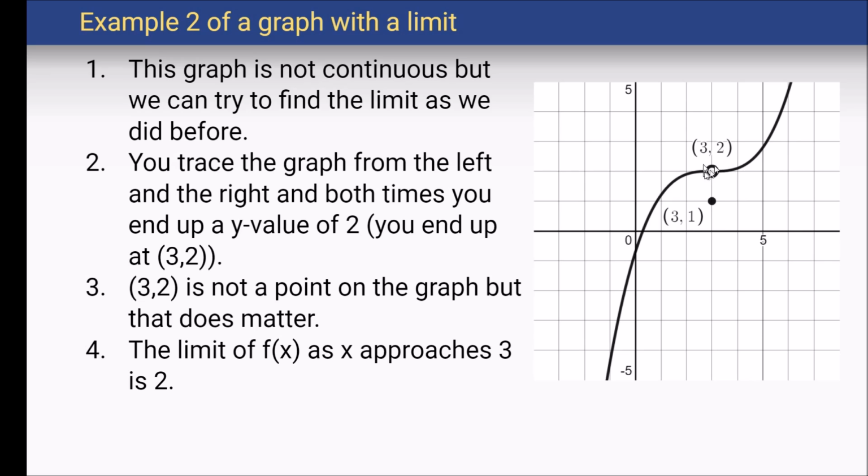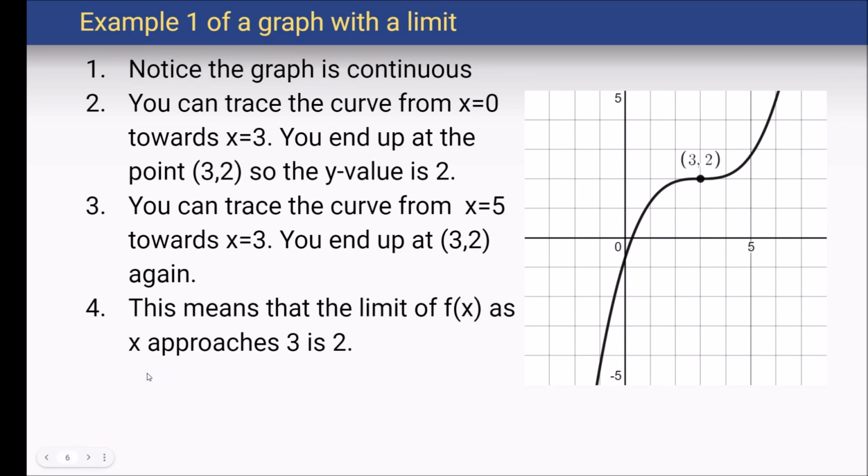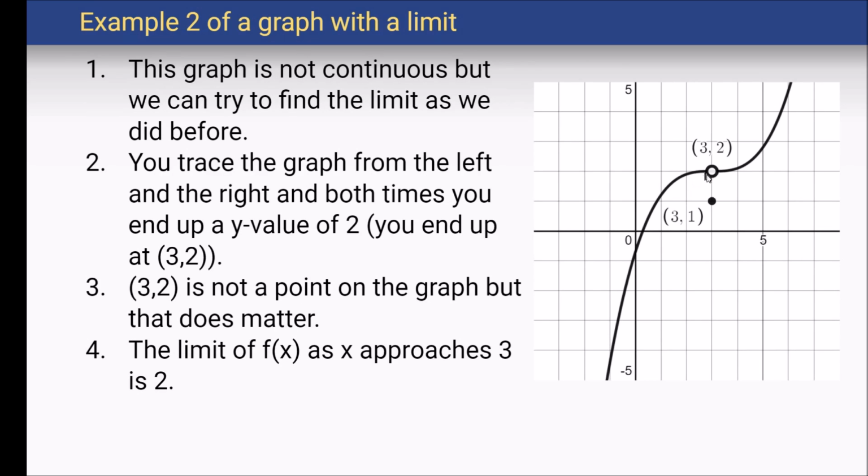From the right, you end up at a y value of 2. Both times you're at a y value of 2, and that means the limit is 2, right? So the limit of f of x as x approaches 3 is 2, just like before. On this example right here, 3 comma 2 was a point on the graph. On this example here, 3 comma 2 is not a point on the graph, but we don't care.